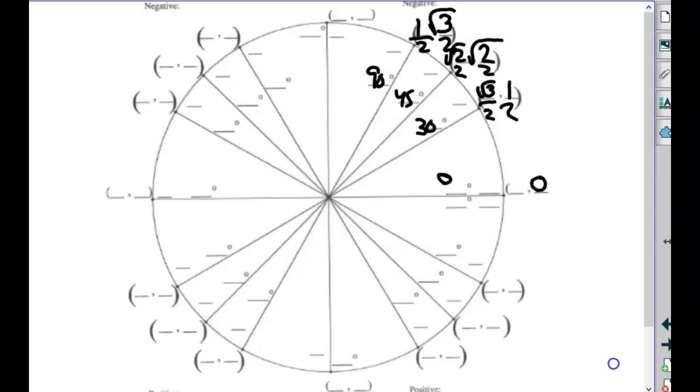Okay, it's no calculator, and it's, I don't know, like 7 minutes? I don't remember how long we gave.